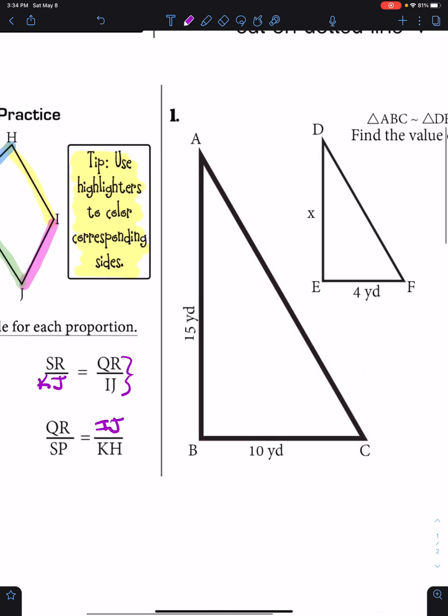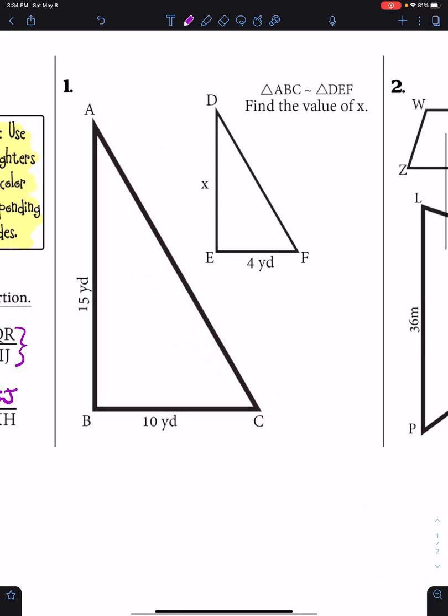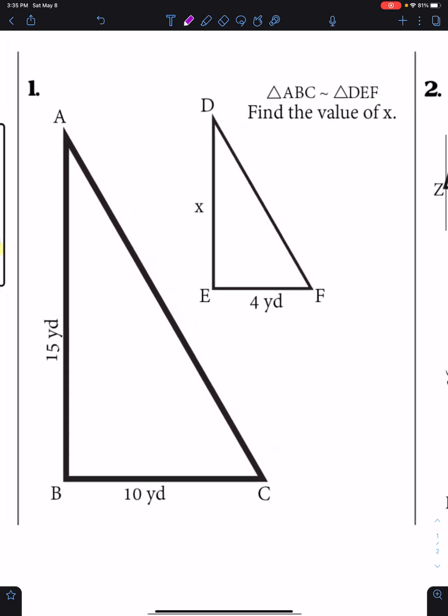Now let's put it to work. I think it's actually less confusing to do a problem than it is to show you how they correspond. So here's the first example. ABC is similar to DEF, which means that I can make a proportion with their corresponding sides. I'm going to use a highlighter again. You know I love the highlighters. So this side, AB, corresponds with side DE. I can tell just by looking at those two shapes that they correspond.